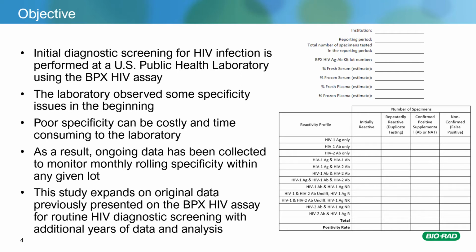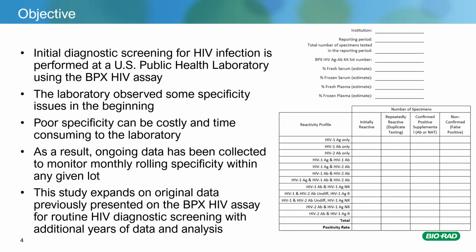Our objectives. In a U.S. public health laboratory, initial diagnostic screening for HIV infection is performed using the BioPlex HIV assay. The laboratory observed some specificity issues early in its testing and reached out to us to troubleshoot. Poor specificity can lead to higher false initial reactivity that could be costly and time-consuming for a laboratory to mitigate. As a result, ongoing data has been collected to monitor monthly rolling specificity within any given lot. The collection form is displayed here on the right, and the various possible reactivity profiles are shown.